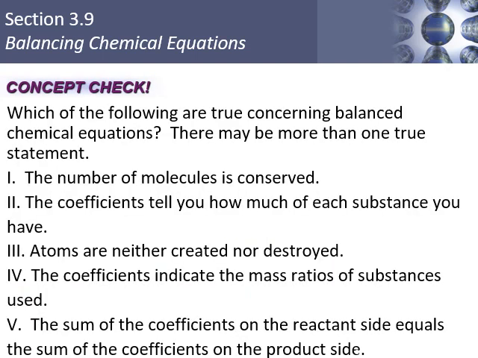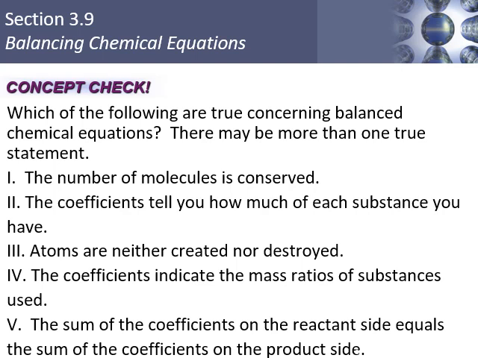So here's a concept check. Which of the following are true concerning balanced chemical equations? There may be more than one true statement. Number 1, the number of molecules is conserved. That is totally not true because you could vary that tremendously. So the molecule number has nothing to do with it. You're trying to balance the number of atoms on each side.